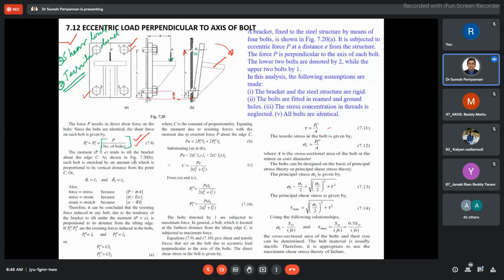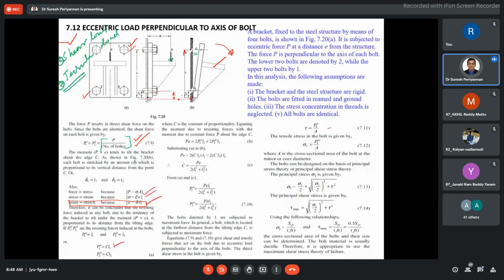Now delta 1 is proportional to L1 and delta 2 is proportional to L2. We are using this strength of materials concept: L is proportional to delta. Now, P is proportional to C L1. Here P is not P; it is P double prime.